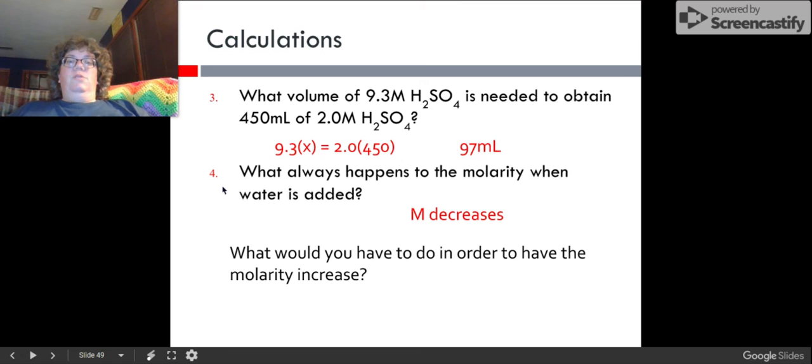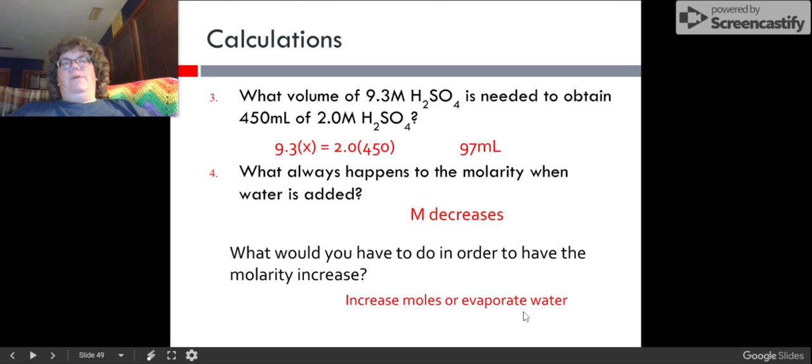What would you have to do in order to increase the molarity? So we've got this stuff. It is too dilute. We need to increase it. Hopefully you said increase the moles or add more solute. So you add more stuff, right? If it's tea, you add more of the powdered tea, or if it's Kool-Aid, you add more Kool-Aid. Or if it's acid, you'd add more of the concentrated stuff.